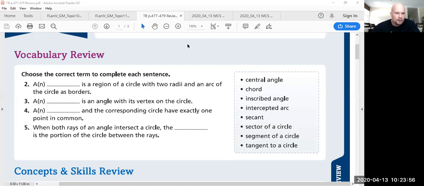Now, for the first part here, it says, choose the correct term to complete each sentence. So, a blank is a region of a circle with 2 radii and an arc of the circle as borders.